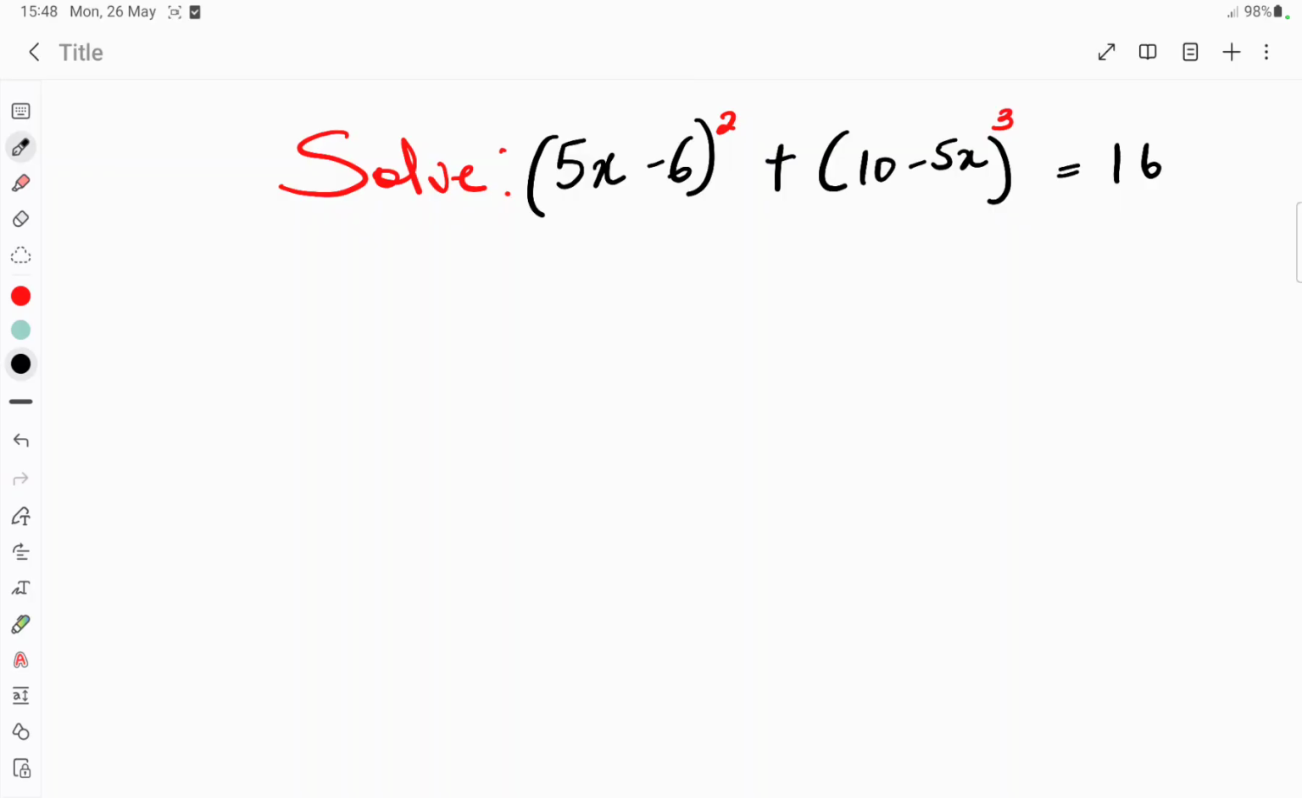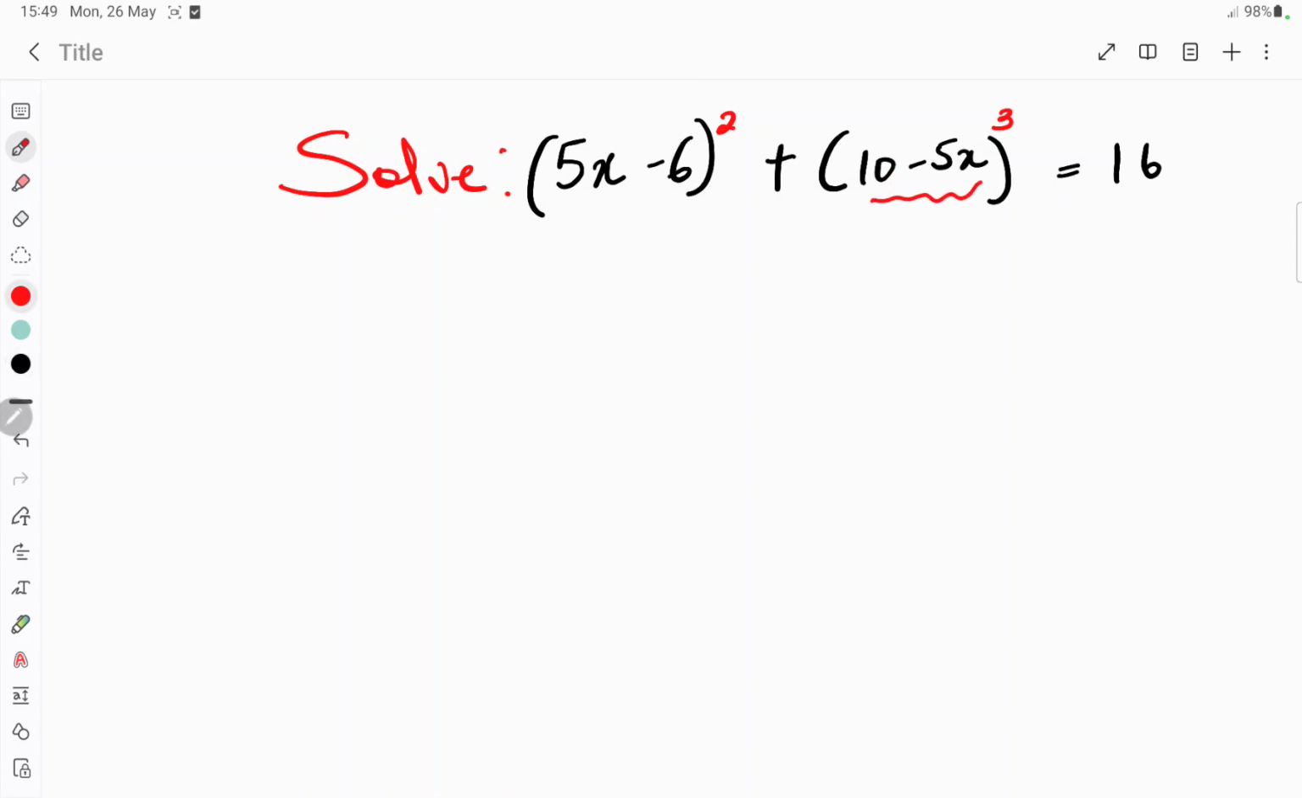We are expected to solve for the value of x in (5x - 6)² + (10 - 5x)³ = 16.